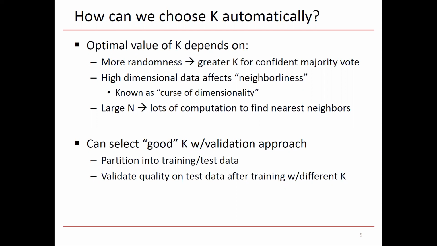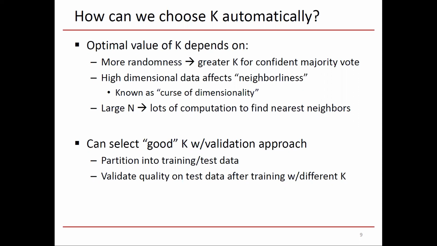What about large n? So for large n, on the one hand, we have a ton of data. We should probably be able to learn well. We can use a larger k. On the other hand, there are also computational issues, finding the k nearest neighbors. So the trade-off is also computational.